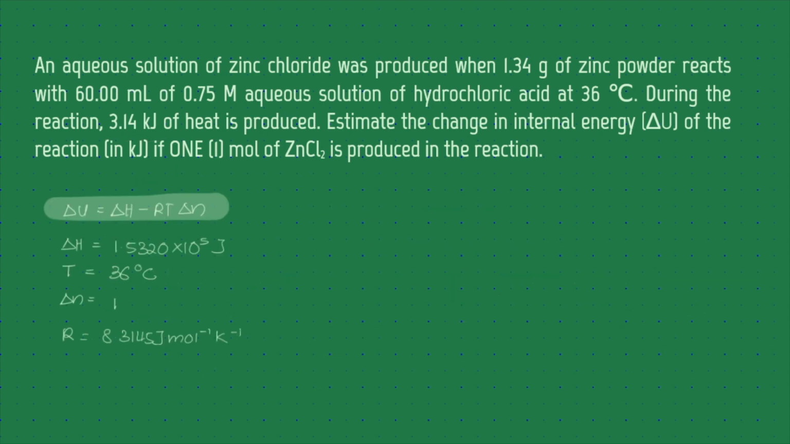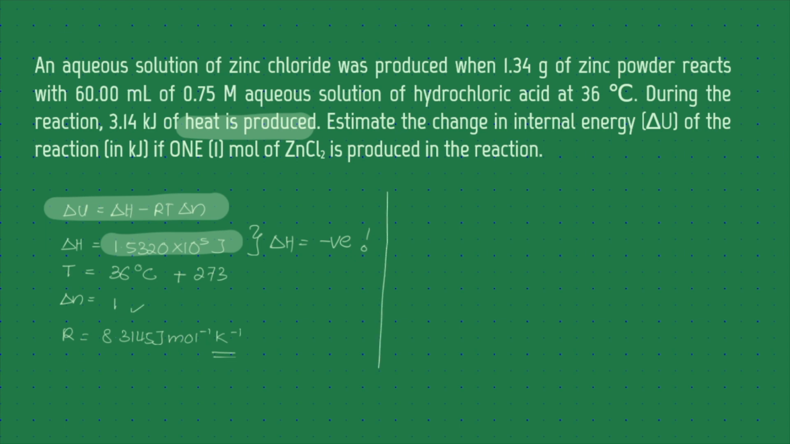Okay, next up we are going to use the formula, but before that we are going to check whether our unit is correct. In the question, it states that heat is produced. Since heat is produced, it means that heat is being released. So when heat is being released, your delta H should be negative. Next, we look into the temperature. In the R constant, the temperature should be in Kelvin, so you need to add 273, and we already calculated our n.